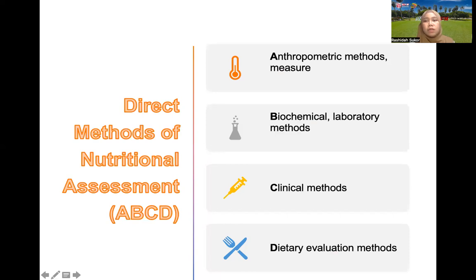So for the direct methods of nutritional assessment, we call it the ABCD method. A stands for anthropometric methods, where we use measurements. B is biochemical, where we use lab methods, such as urine, for example. C stands for clinical methods, and D stands for dietary evaluation methods. So the abbreviation is ABCD: anthropometric, biochemical, clinical, and also dietary evaluation.